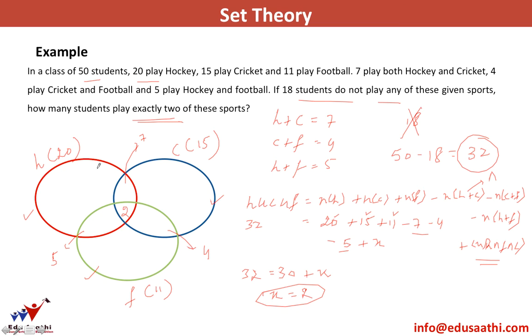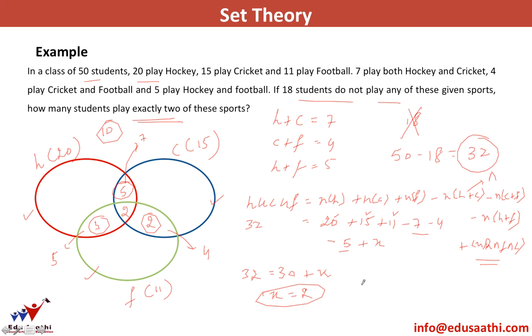Now I know that H plus C is 7. So if this is 2, I have a 5 here. H plus F is 5, 2 I already have here, so I have 3 here. And F plus C is 4, I already have 2, so I have a 2 here. This 2 plus 2 will give me a 4. So how many people play exactly two of these three sports? I have 5 plus 3 is 8, and plus 2 is 10.